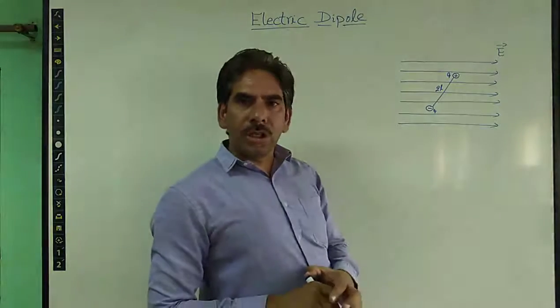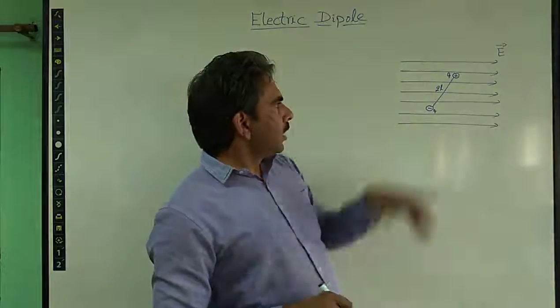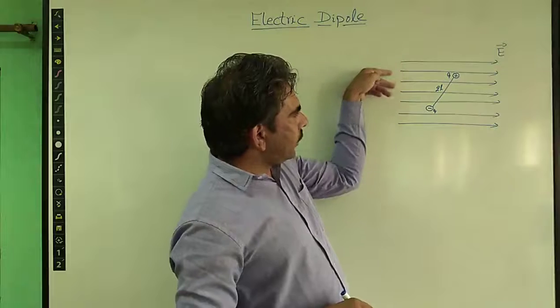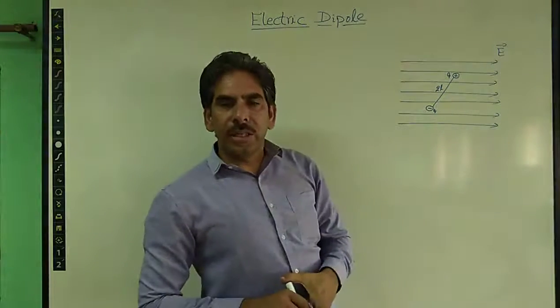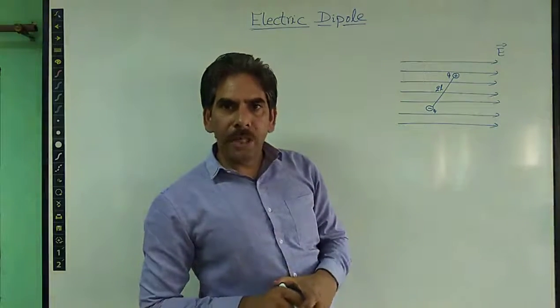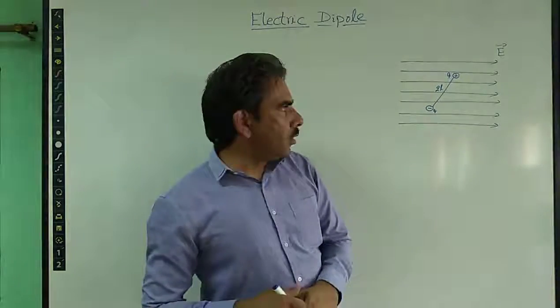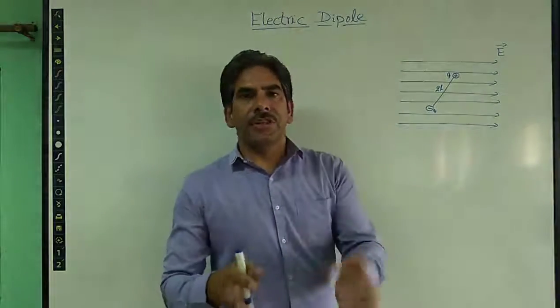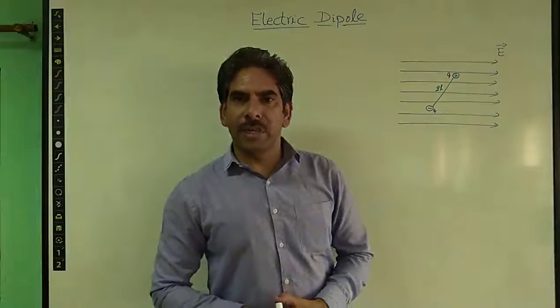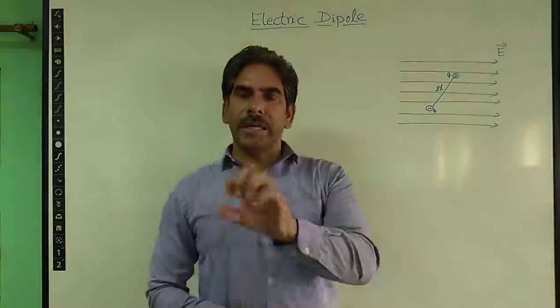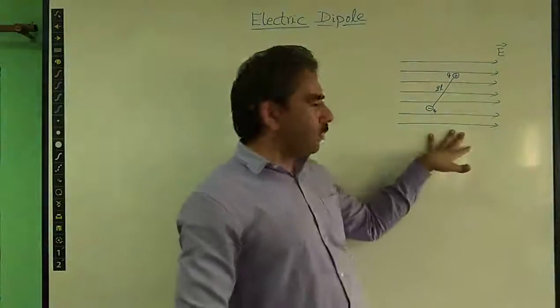In the case of a non-uniform electric field, the separation between the two field lines will not be the same, it will be different, and there may also be a change in the direction of the electric field lines. That represents a non-uniform electric field. Here it is the case of a uniform electric field.